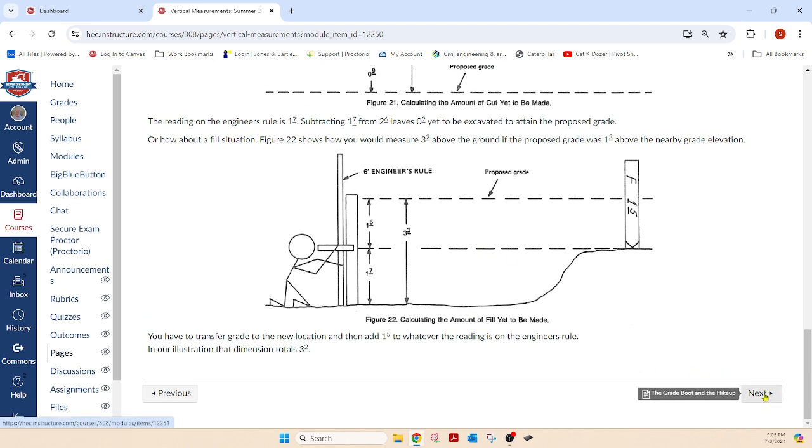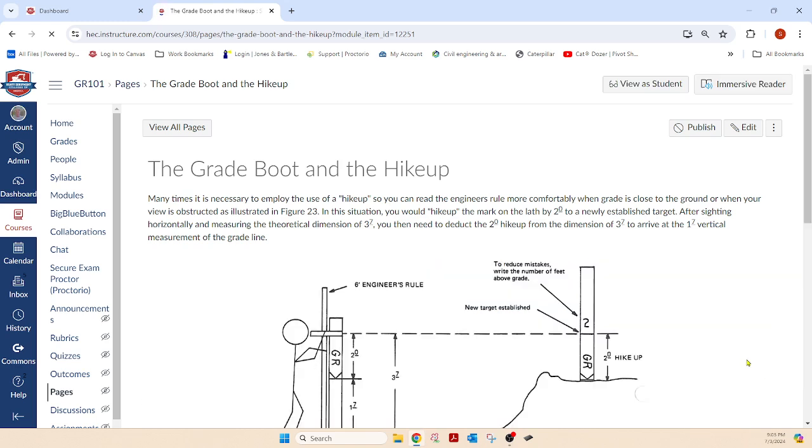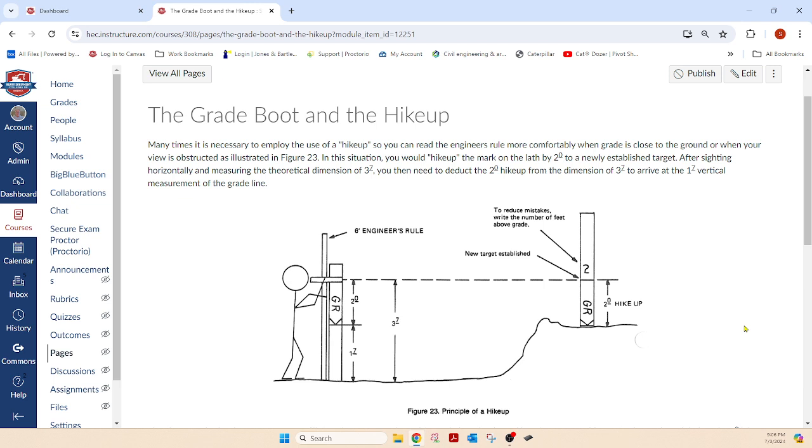What's next? This may end up being a little bit longer, but we need to get it done before we move into week 3. We're talking inside the week 2 module right now: the grade boot and the high cup. Okay, I'm going to read a little bit. Many times it's necessary to employ the use of a high cup. Over here you see the high cup, and here you see what's called a grade boot.